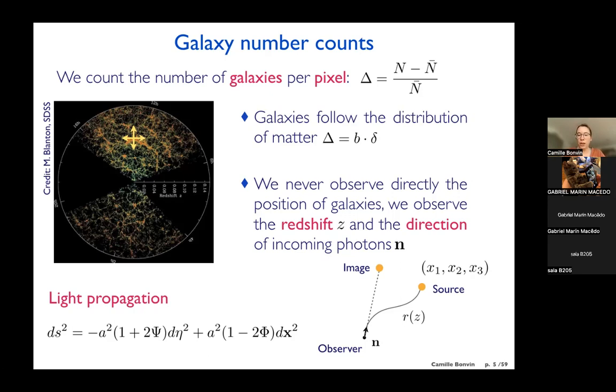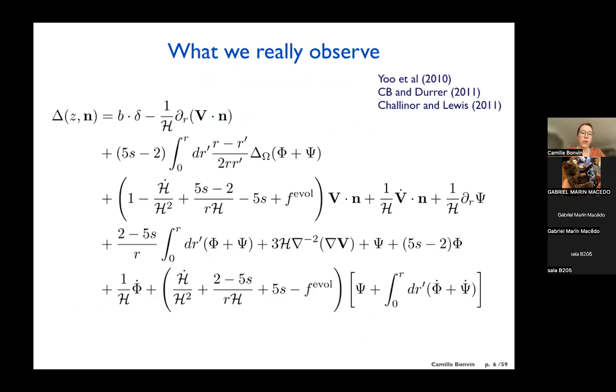And putting everything together, we find this expression here for the observable delta. So the first term in the first line was our naive guess, saying that the distribution of galaxies follows the distribution of dark matter. And all the other terms are distortions coming from the propagation of light in an inhomogeneous universe. So in the first line, we have this effect, which is the well-known redshift space distortion. It depends on the peculiar velocity of the galaxy projected along the direction of observation. The peculiar velocity is the velocity that the galaxy has in addition to the Hubble flow.